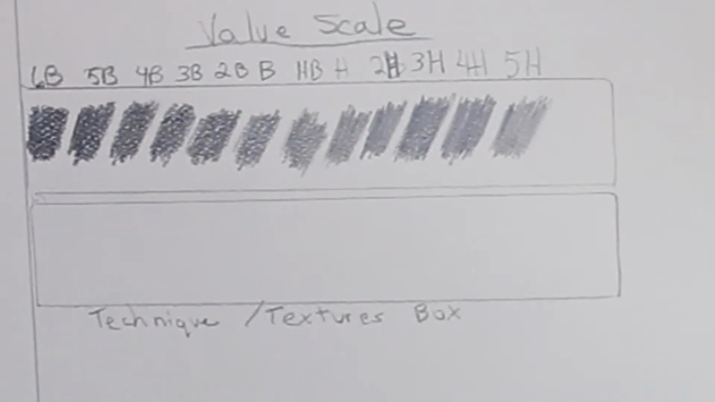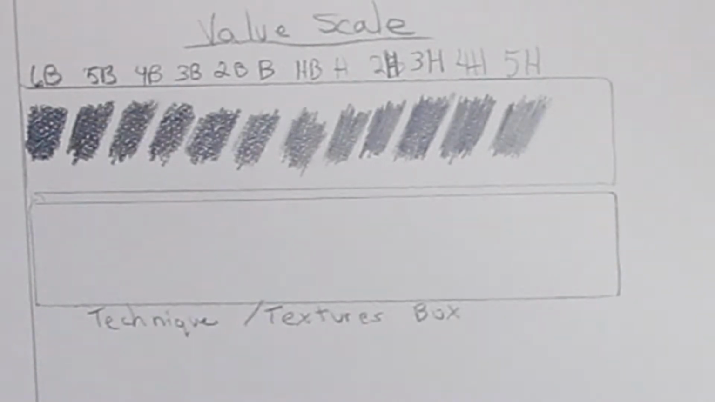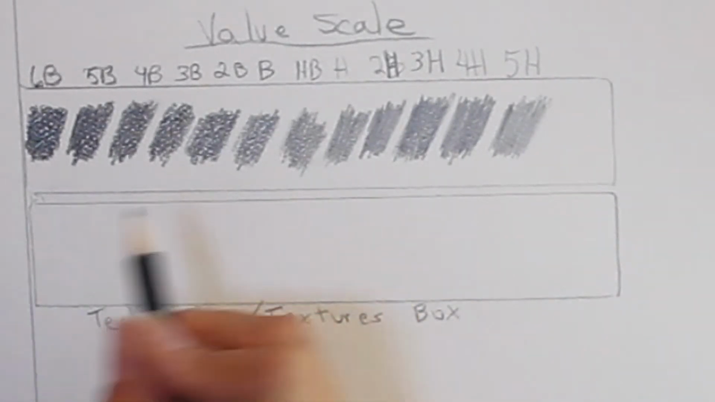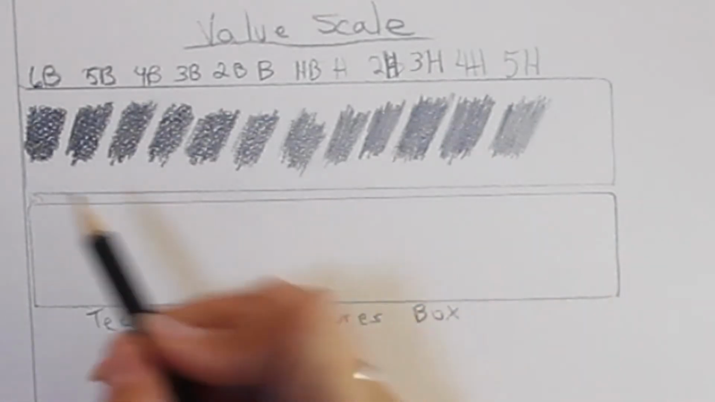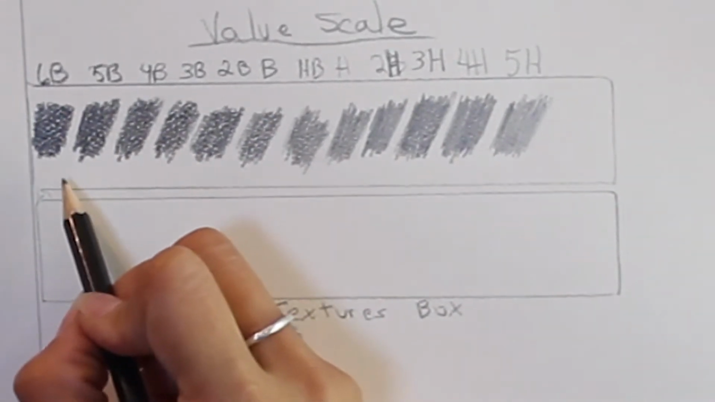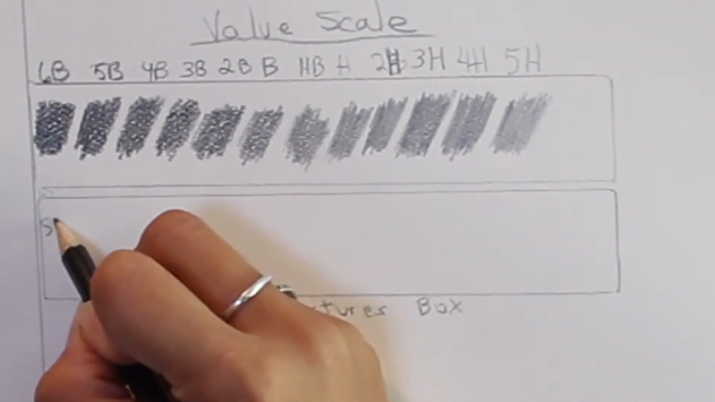All right. The first texture technique that I'm going to teach you is scumbling. Now, scumbling uses a layer of small scribbly marks, and it builds up the value and the texture in your drawing. So I'm going to go ahead and scumble, but first I want to write scumble.